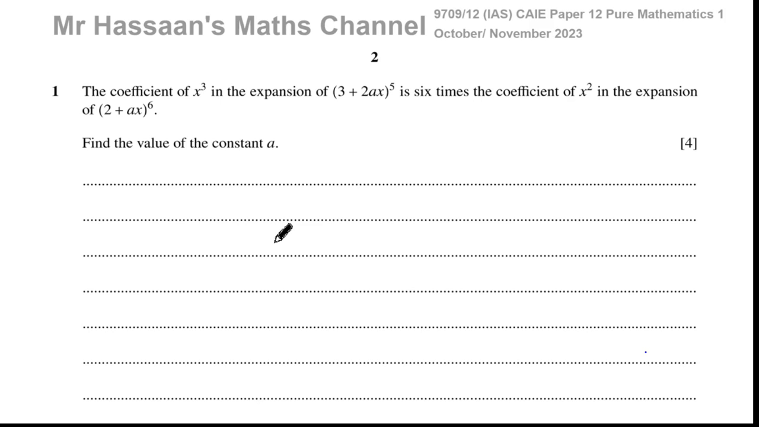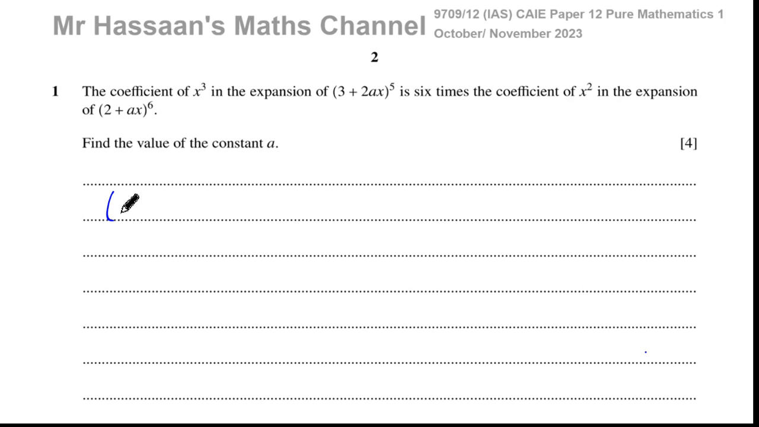One of the students that I teach has asked me to go through this question, and he's having some sort of confusion with binomial expansion, so I'll go into some detail. It says the coefficient of x cubed in the expansion of (3 + 2ax)^5 is 6 times the coefficient of x squared in the expansion of (2 + ax)^6. We've got to find the value of the constant a.